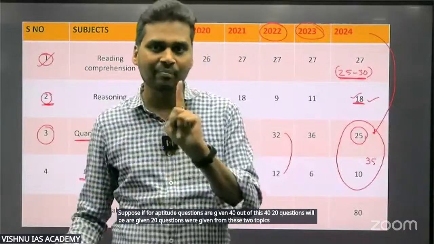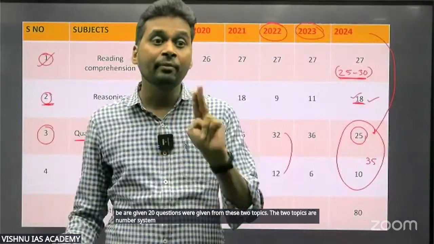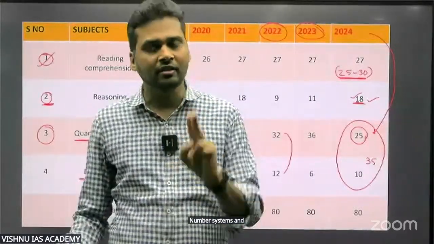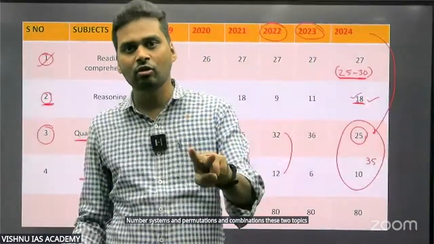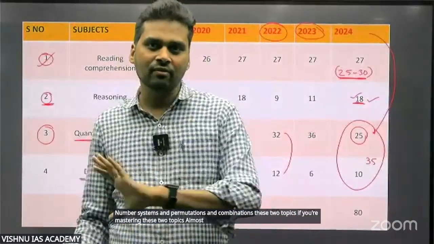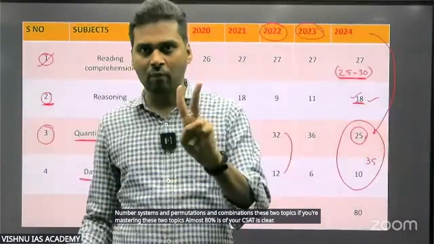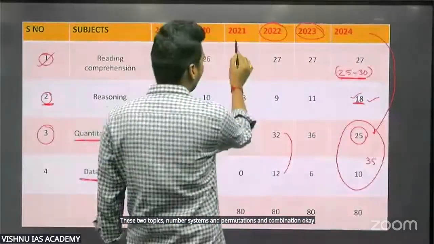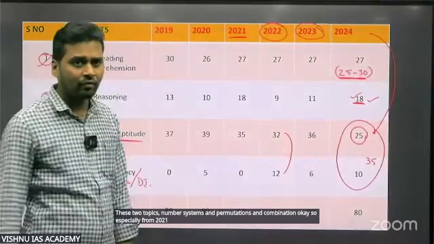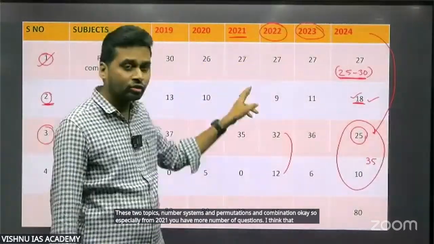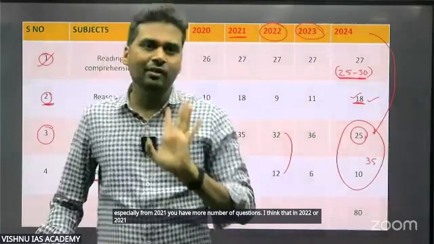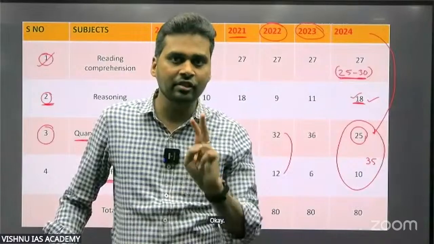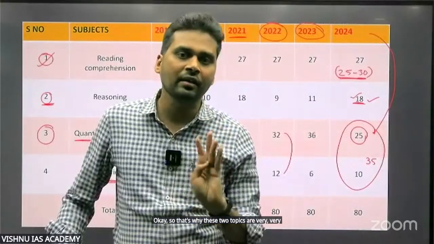The 2 topics are number system and permutations and combinations. If you master these 2 topics, almost 80% of your CSAT is clear. Especially from 2021, you have more questions. I think in 2021 or 2022, 20 questions were directly from number system only. That's why these two topics, number systems and permutations and combinations, are very, very important.